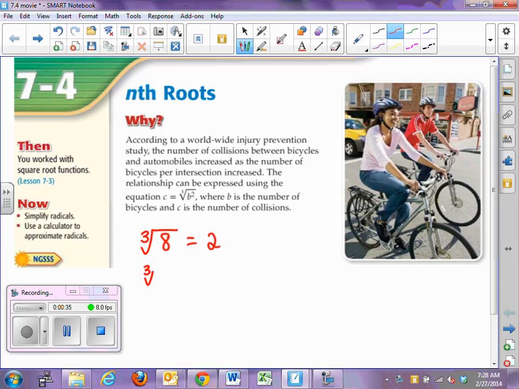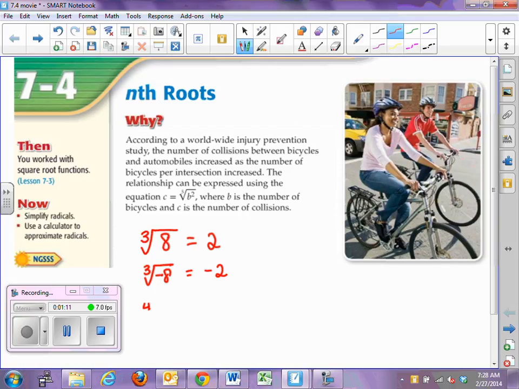What about the cube root of a negative 8? Normally, we can't take the square root of a negative number without getting an imaginary number, but we can take an odd root of a negative number. Why? Well, think about it. A negative times a negative times a negative, an odd number of times, gives you a negative number. So you can see that negative 2 would be the answer, because negative 2 times negative 2 times negative 2 gives you negative 8.